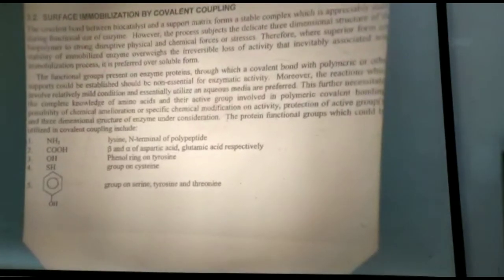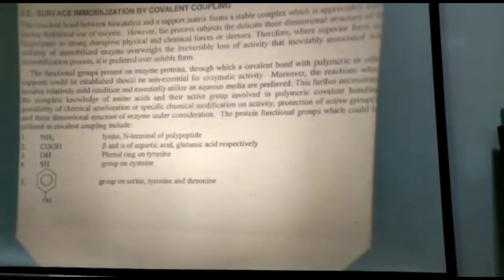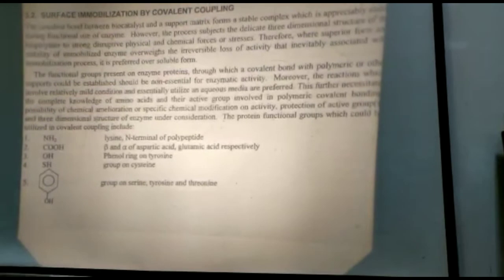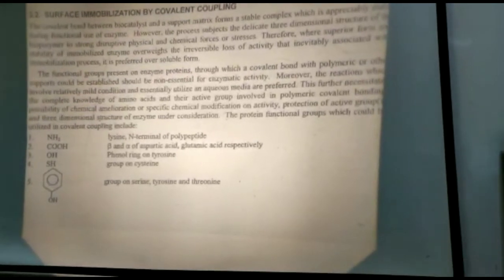Now, how can that be? The functional group present on the enzyme protein, through which a covalent bond with the polymeric or other supports could be established, should be non-essential for enzymatic activity. That means the enzyme should not be altered. It should remain the same as it is. Its nature, its kind, and its physical and chemical structure should not be changed.